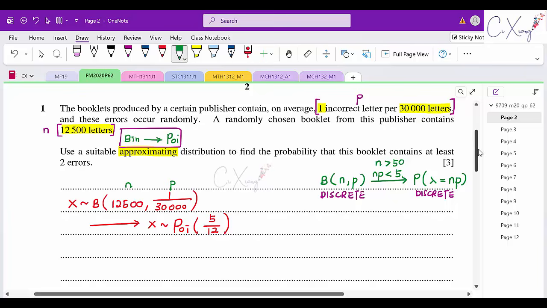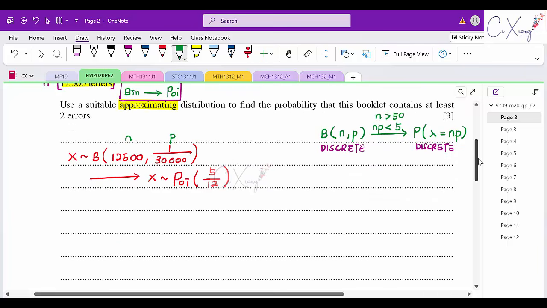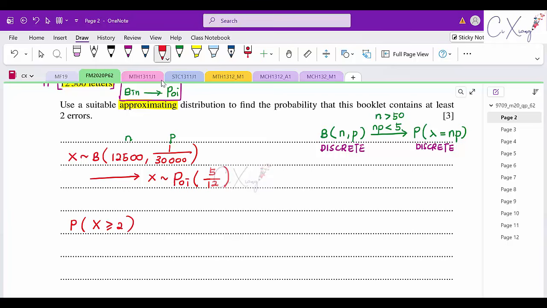Once you have changed it to Poisson, we can start calculating the probability. What is the probability we need? They want us to calculate the probability of at least 2 errors. At least 2 means greater than or equal to 2, so it can be 2, 3, 4, 5, and so on. When writing out the symbol, it should include the equal sign for the 2. So, X is greater than or equal to 2.